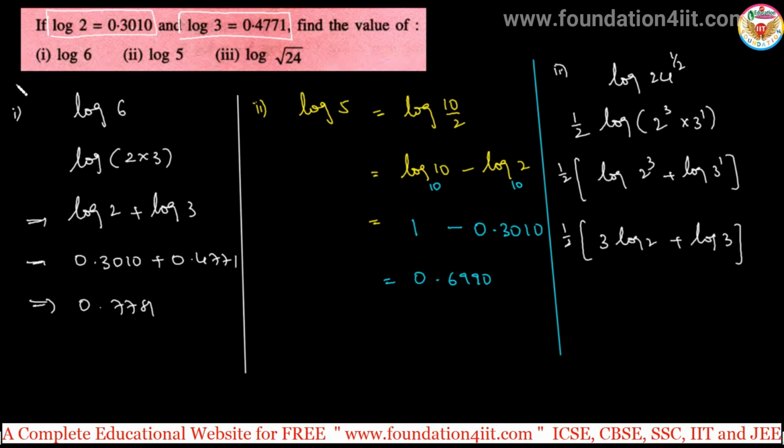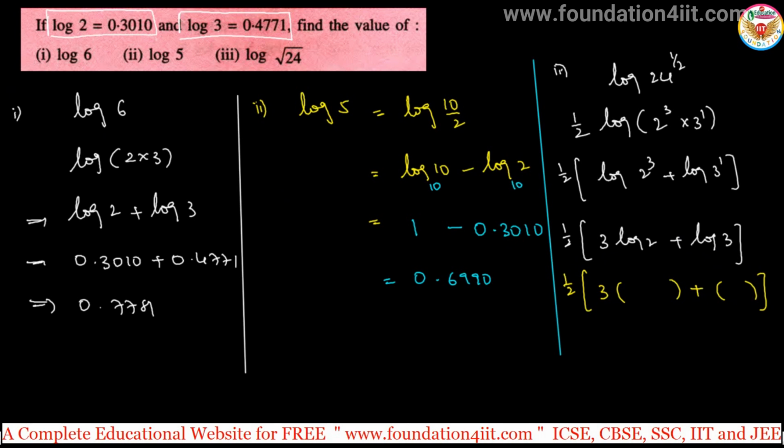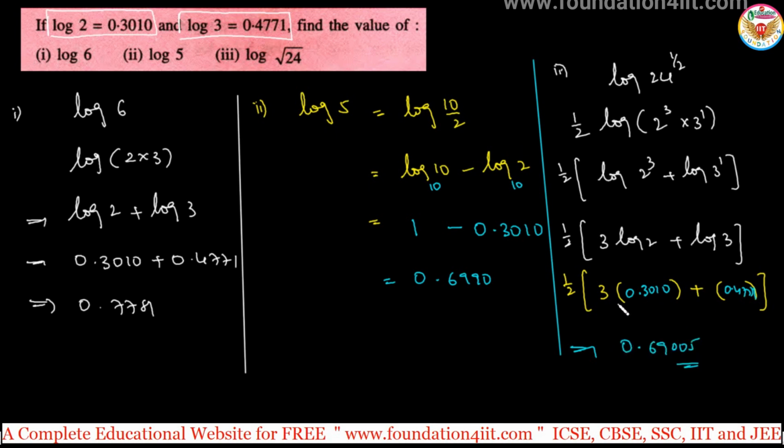You just apply the values. So 1 by 2, 3 into the log 2 value plus the log 3 value. Here log 2 is given as 0.3010, log 3 value 0.4771. Just simplify and you'll get the value finally. So 0.69005 we will get. Just multiply by 3, add this number, and divide by 2. These are the most common problems you can expect from logarithms, and some more problems also.